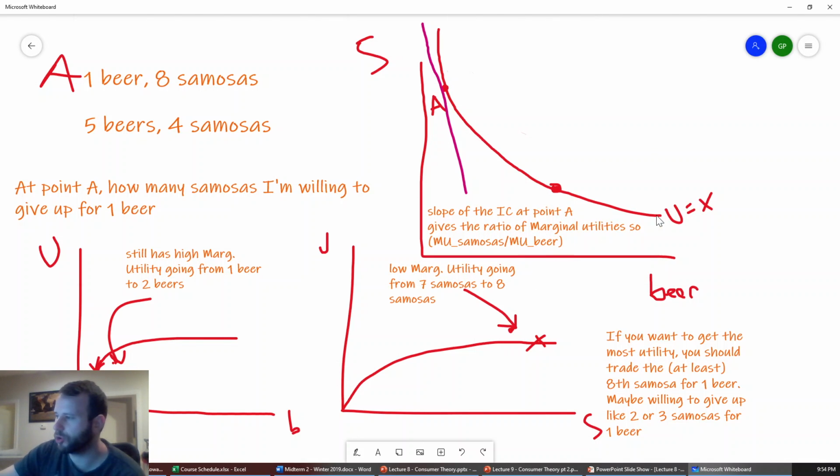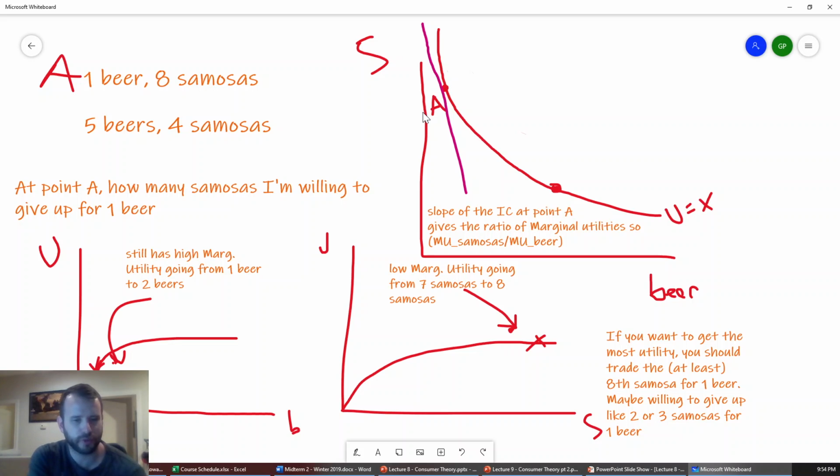The indifference curve is a fixed utility for every consumption bundle, right? Samosas on the y-axis, beers on the x-axis. Each point is going to be equal utility. So it's basically saying, what's the consumption bundle going from here to here that makes me equally well off, and from this point to this point. At every minuscule point, you're giving the trade-off between samosas and beer that makes you equally well off.